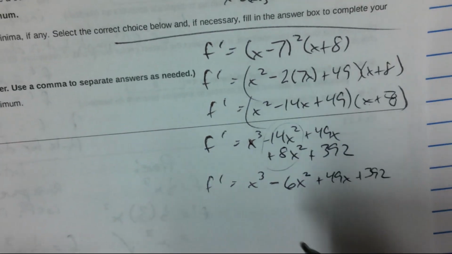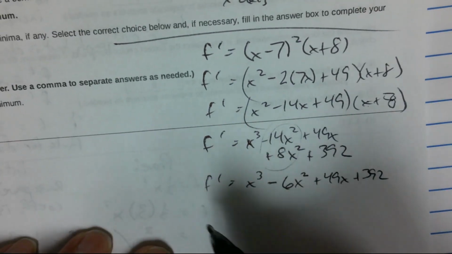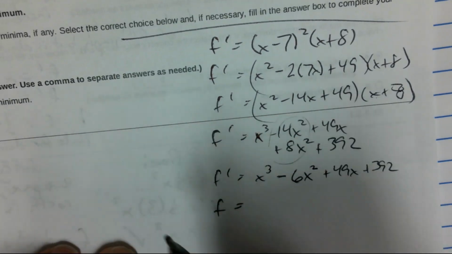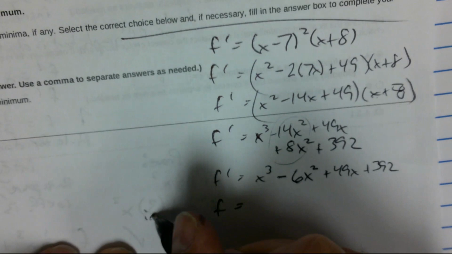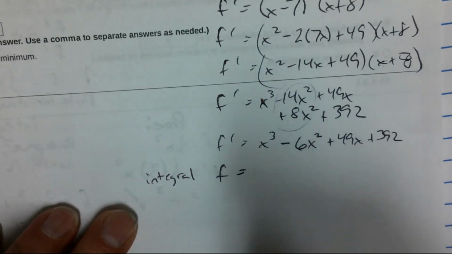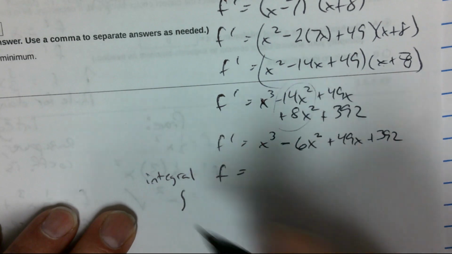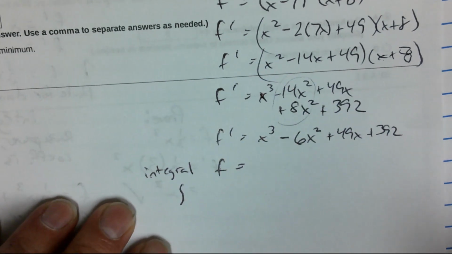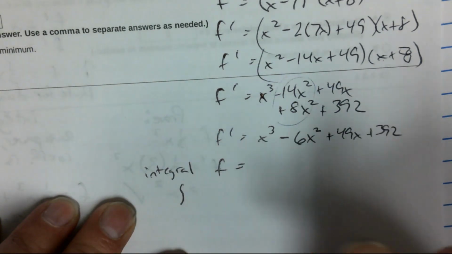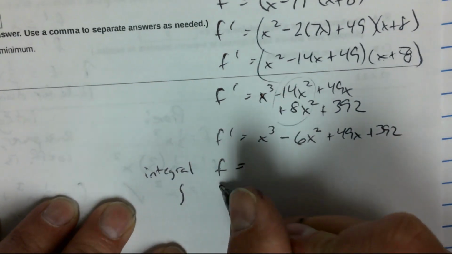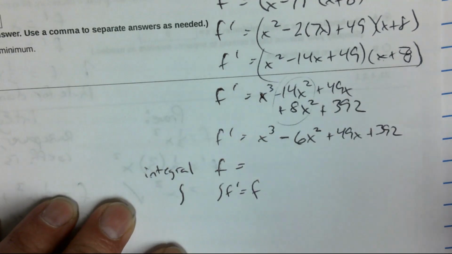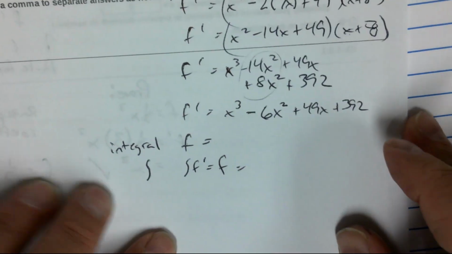So when we're doing our integral, that symbol is like this little thing like that. It kind of looks like an F without a line through it. So we could say the integral of f prime is really f. And okay, so here we go.